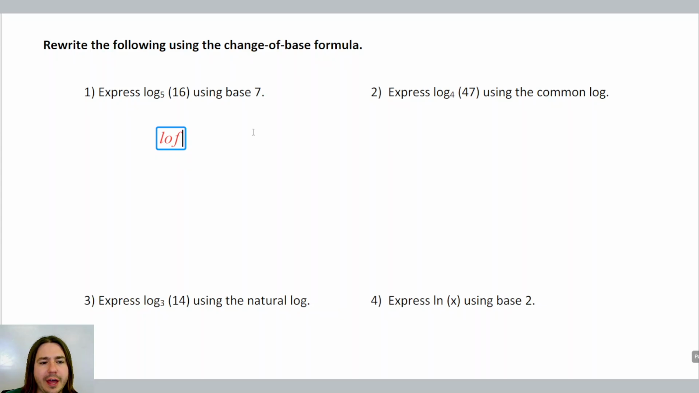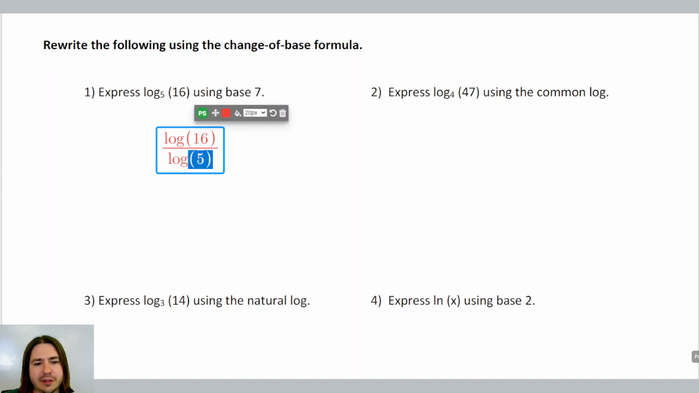So the way you do that is you create a fraction, and the fraction on top is going to be log of 16 divided by log of 5. So you put the original argument up top, and you put the base in parentheses on the bottom. Now this is saying use base 7. I just want to show you the process of where these numbers go if you're trying to rewrite this using just any other base.